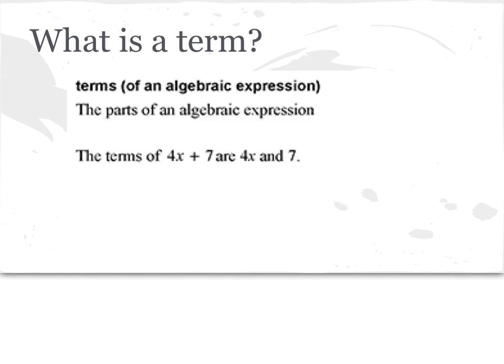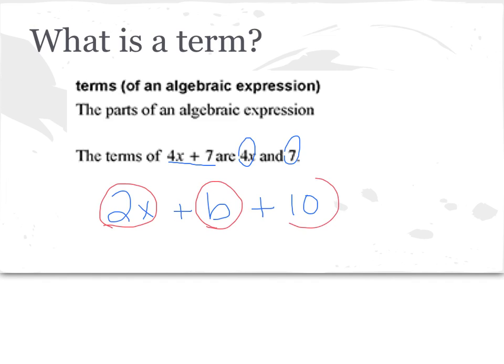What is a term? The terms of an algebraic expression. The terms of 4x plus 7 are 4x and 7. So there are two terms in this expression. In this expression, there are 1, 2, 3 terms.